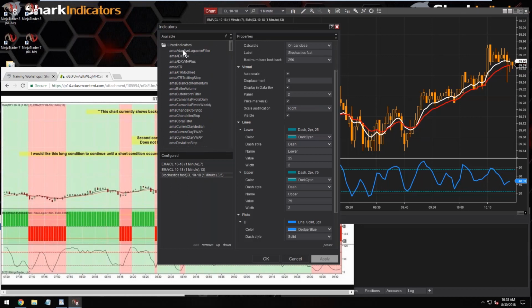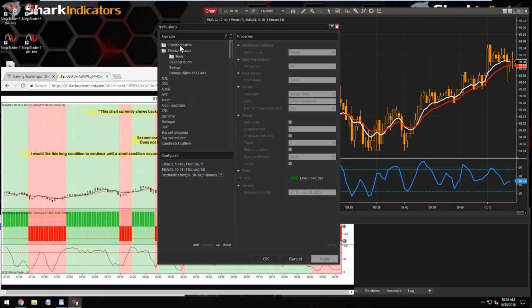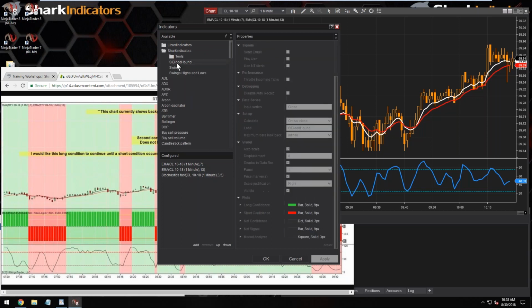If you have a Futures IO account, you may be familiar with the ANA indicators. For Ninja 7, all the indicator names started with ANA, but for NinjaTrader 8, they start with AMA. So you change the name there, which is kind of nice, being able to know which NinjaTrader version the indicator is for. All right, let's get that closed and get BloodHound on the chart.